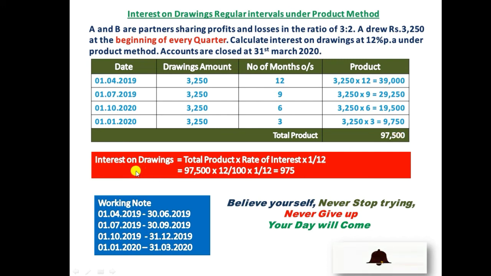Now we need to calculate interest on drawings. Interest on drawings equals total product into rate of interest into 1/12. This formula we know already. So 97,500 is the product into 12% interest according to the question. 12 divided by 100 into 1/12 will get 975 rupees as the total interest of Mr. A.